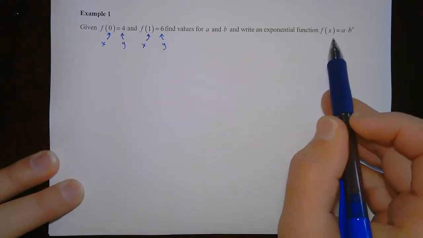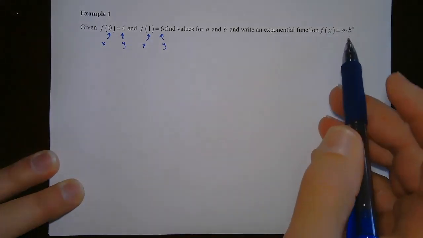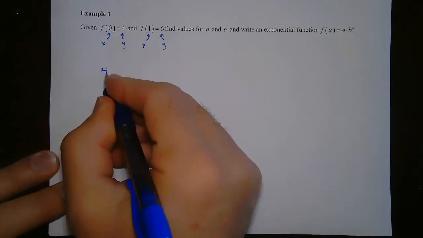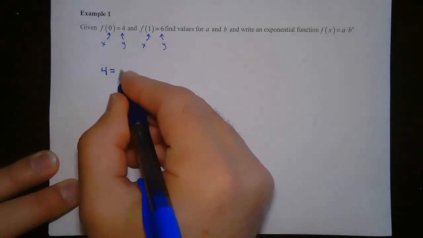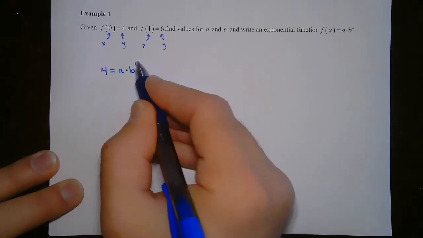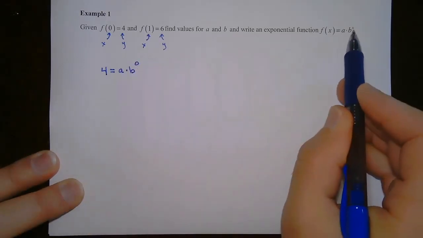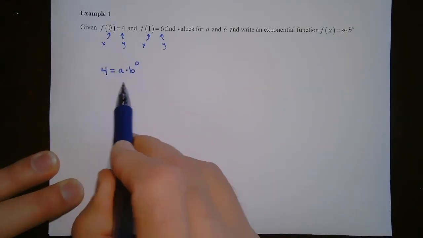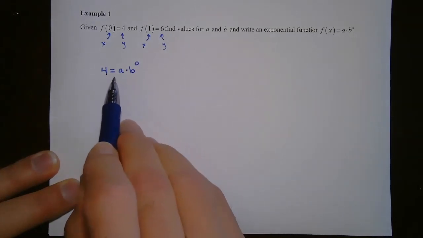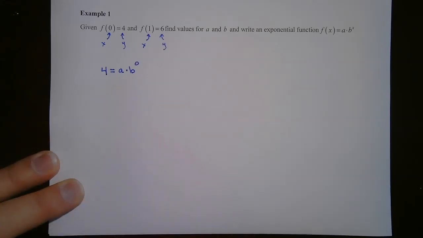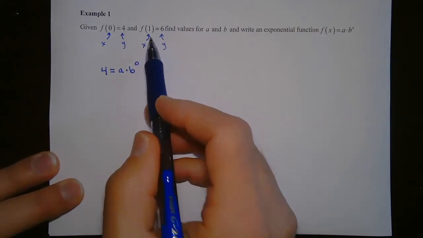So over here, if we use f of x equals a times b to the x, I know that the function value is 4. So I'm going to write 4 is equal to a times b to the 0 power. Now how do I know it's 0? Because that's where my x is. So when x is 0, my output is 4. So there's an equation here. But the thing is, we have two unknowns. We don't know a and we don't know b. So what we have to have is another equation with a and b. That's why I have to give you another piece of information here.